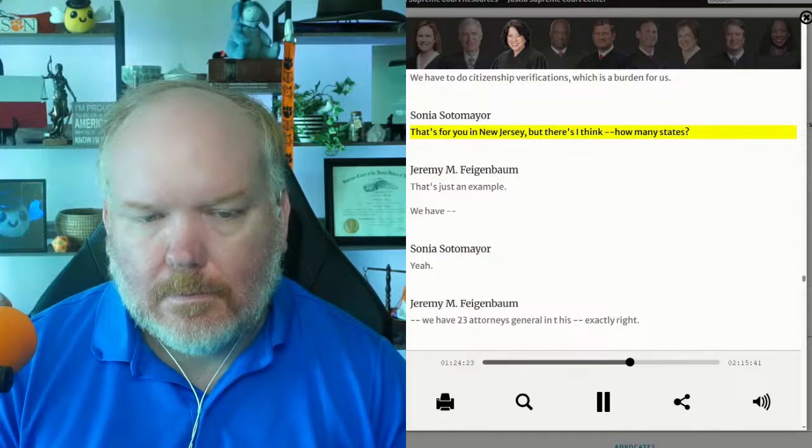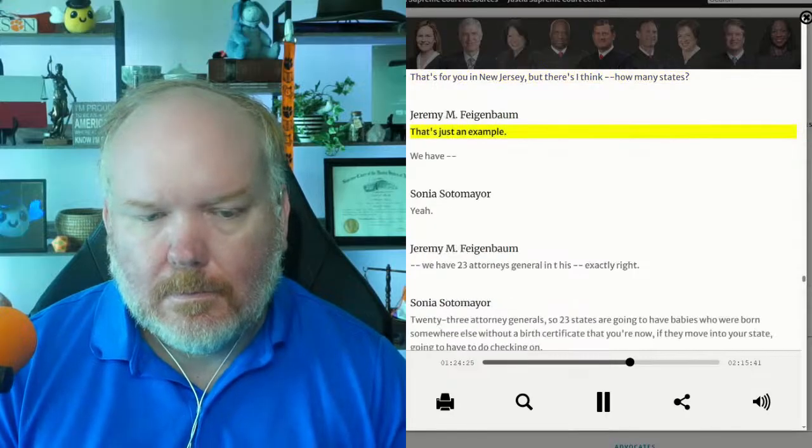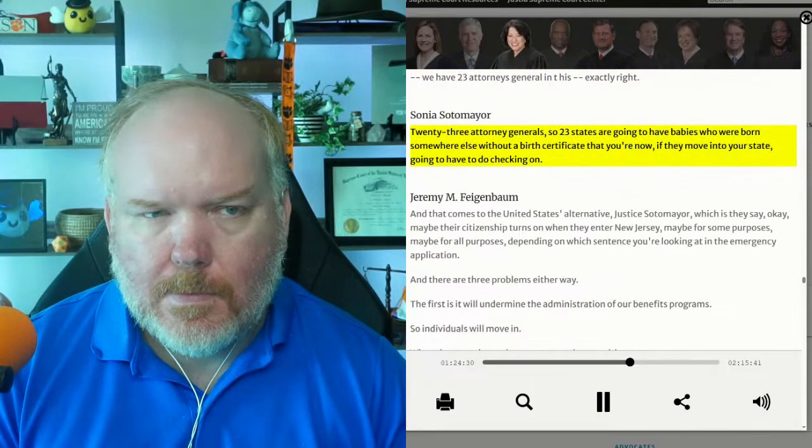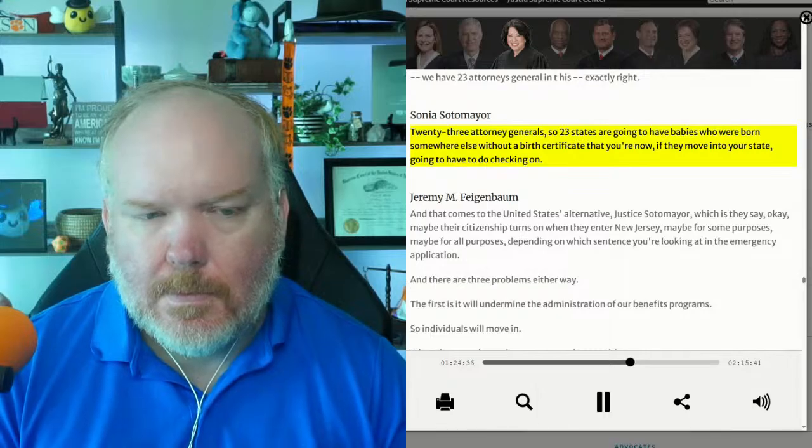That's for you in New Jersey, but how many states are there? That's just an example. We have 23 attorneys general in this. 23, exactly right. So 23 states are going to have babies who were born somewhere else without a birth certificate that you're now, if they move into your state, going to have to do checking on.